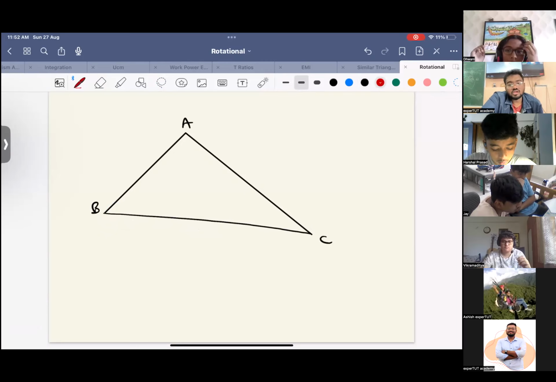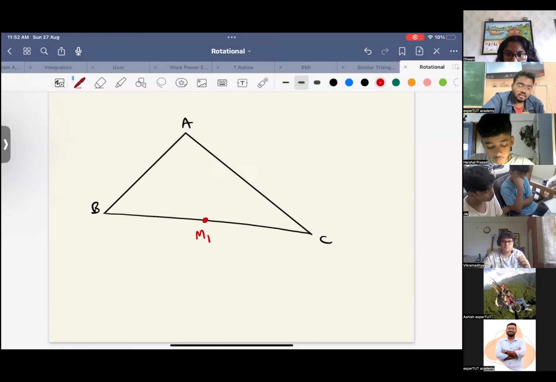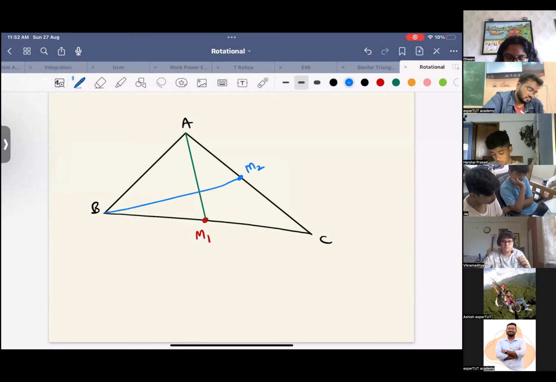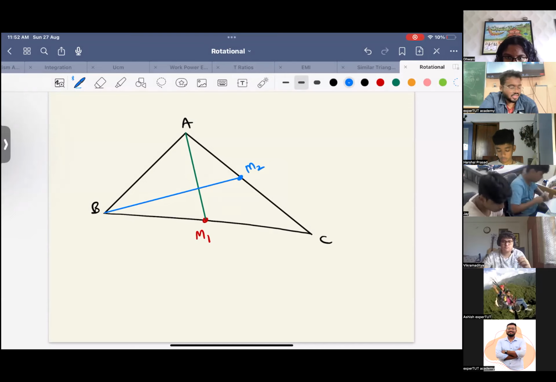A median is a line which passes through the vertex and then passes through the midpoint of the opposite side. Let's say side BC has a midpoint M1. Then this AM1 is called the median from A. Similarly, if the midpoint of AC is M2, then BM2 will be called the median from B. Write quickly: median from A next to the green line, median from B next to the blue line. You don't even know the median, and you've come to 12th? Okay, hurry up, now see, you have written this.